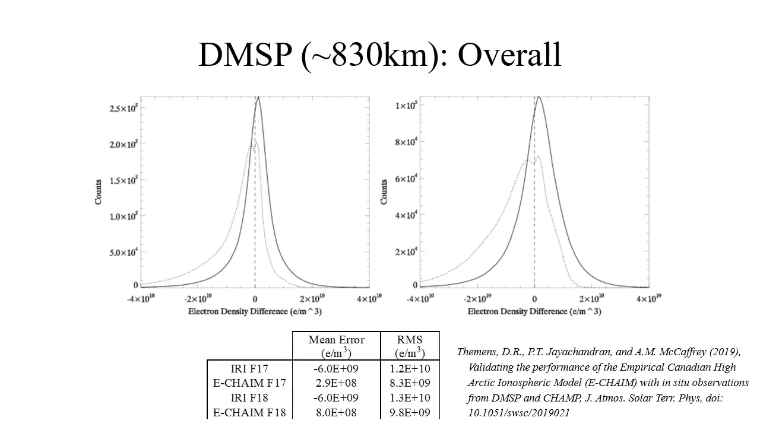So since the release of the model, we've done a number of validations. Here's just an example of one against DMSP in situ observations around 830 kilometers altitude. Overall, E-CHAIM was found to be able to provide electron density at these altitudes at about a 30% improvement over the IRI. And you can check out this paper if you're interested in those results.